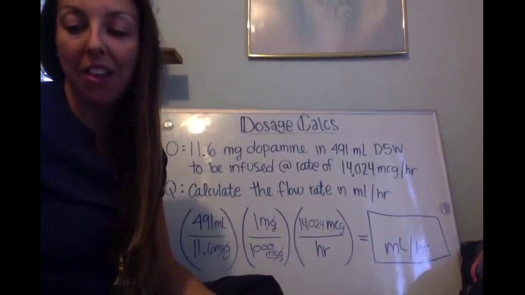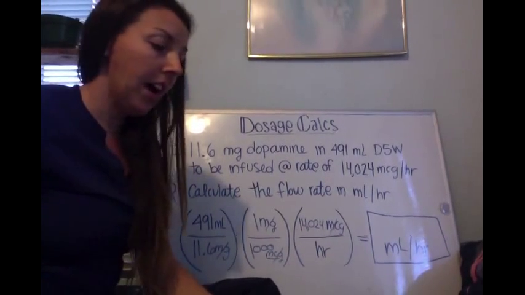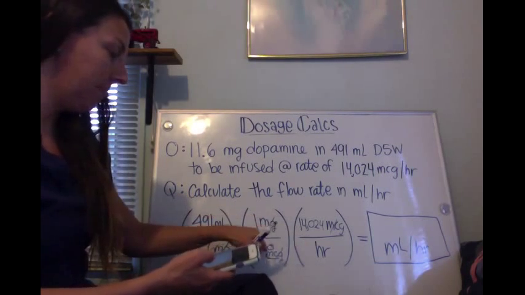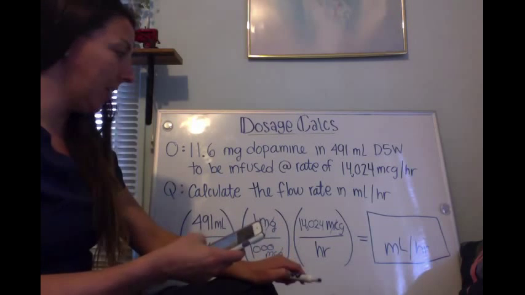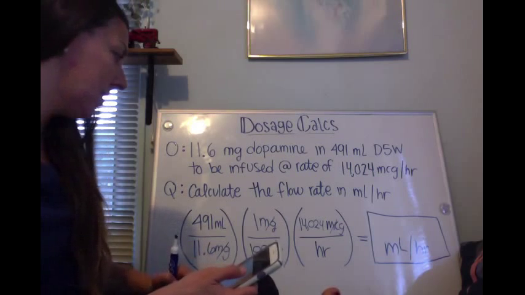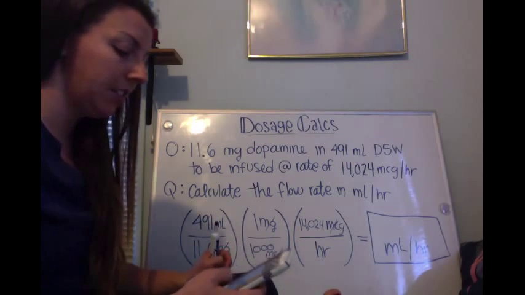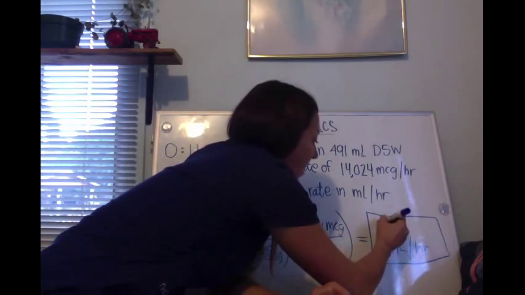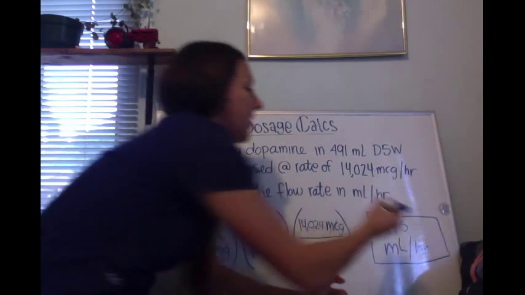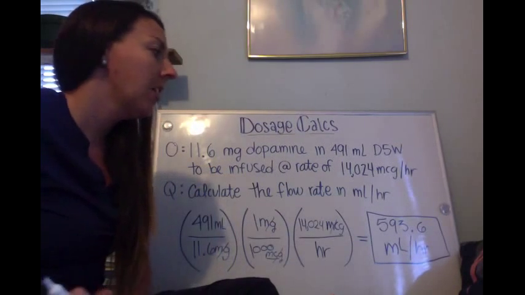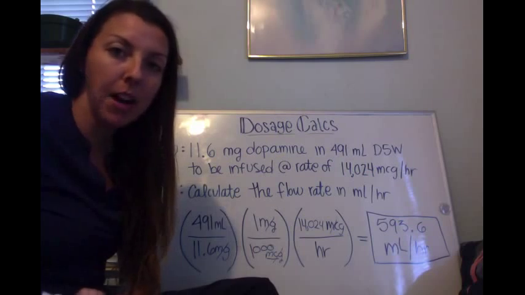So if we do the math here, we have 491 times 1 times 14,024 micrograms divided by 11.6 divided by 1,000. What we come up with is 593.6. And that's what you're going to put into your IV pump, 593.6 milliliters per hour.